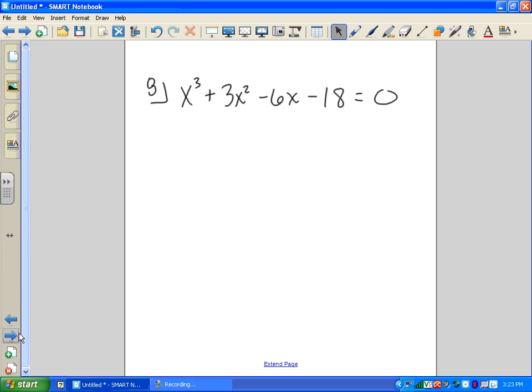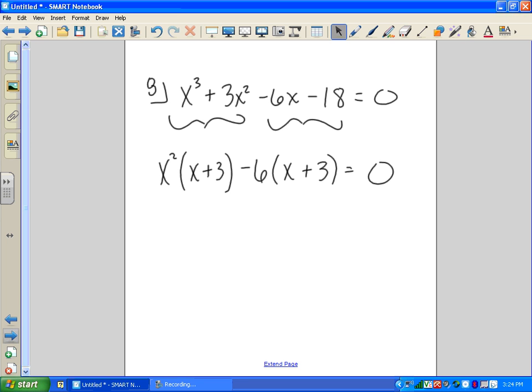Okay, number 8. Now this is a similar one to number 7, except it's already set to 0. So what I've got to recognize is there are 4 terms. And so I can probably do this one by grouping. So my first group, I'm going to factor out x squared. That's going to leave me with x plus 3. Out of my second group there, I can factor out a negative 6. And so that'll leave me with x plus 3. And so let's pull out that common factor. So x plus 3 times x squared minus 6.